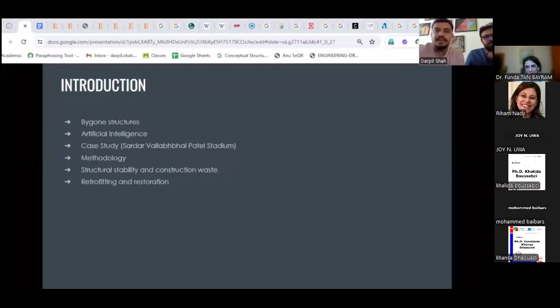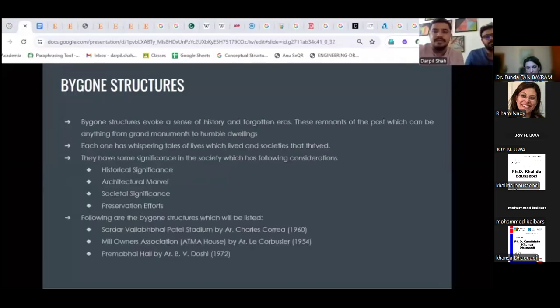Architecture, marvel, and societal impact all contribute to the need for their restoration. These structures embodied the historical architecture and social fabric of a bygone era. Additionally, many were designed with public use in mind, following specific principles and philosophies of architecture. Unfortunately, structures like the Sardar Vallabhbhai Patel Stadium designed by Correa, and the Milonas building designed by Corbusier, Prema Hall, designed by B.V. Doshi, face the threat of demolition due to structural damage.